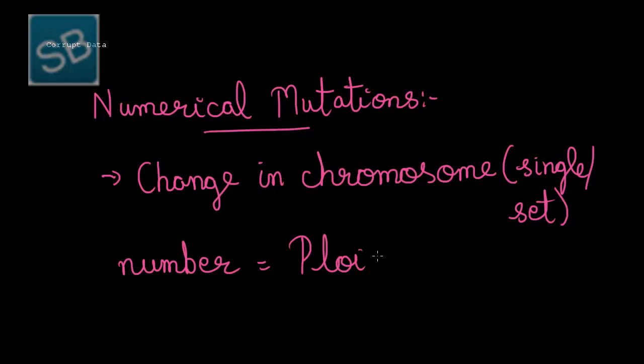The third type is trisomy, which can be represented as 2n plus 1. That is, there are 3 members instead of 2 in a given pair of homologous chromosomes, and therefore the condition is termed as trisomy. The fourth is tetrasomy, which can be defined as 2n plus 2. That is, the 4 members are present in a pair of chromosomes instead of the 2.